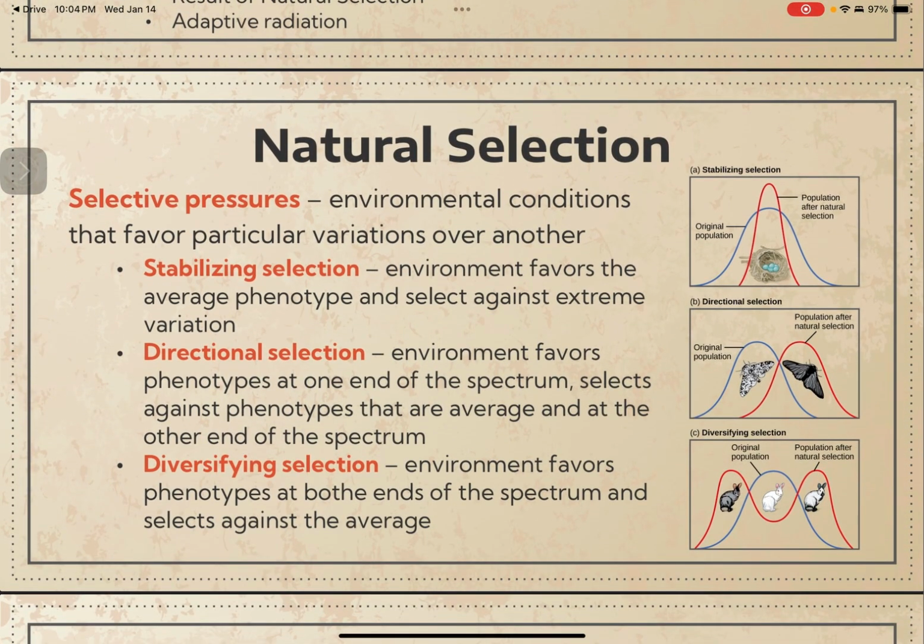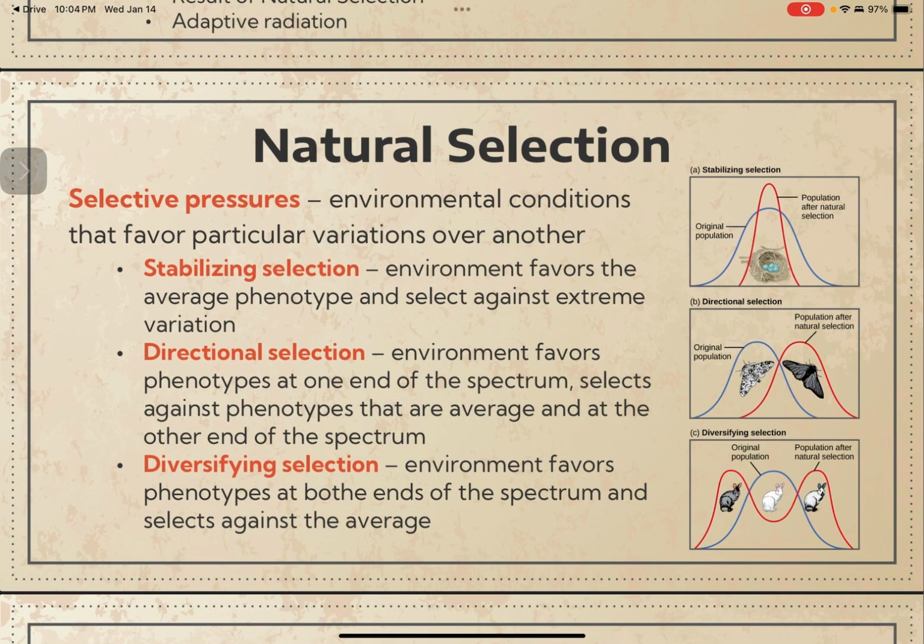So selective pressures. The selective pressures are environmental conditions that favor particular variations over another. And we have 3 different types. We have stabilizing selection, which is going to be our first photo on the right, which is where environments favor the average phenotype and select against the extreme variations. Extremes are left and right, and our average is going to be in the middle. So stabilizing is going to pick the middle.